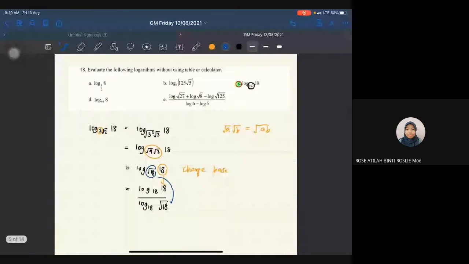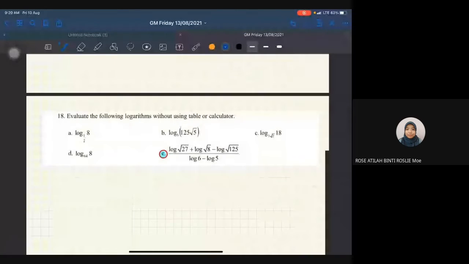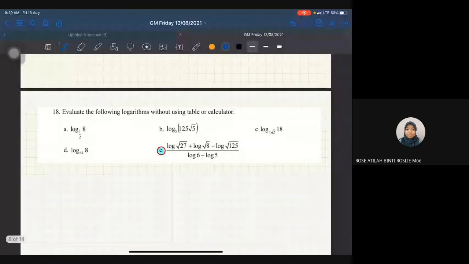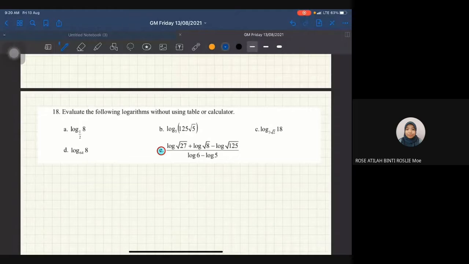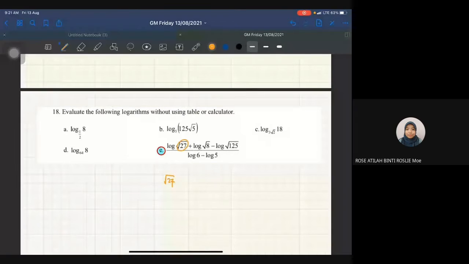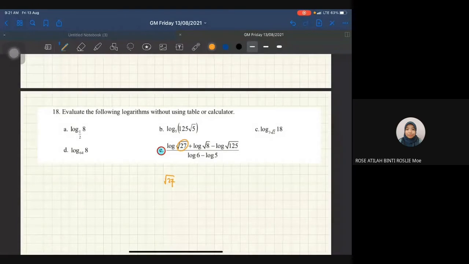And then for 18E, this one, the question. Okay. So ini sama juga macam ada satu soalan kita buat tadi. Okay, so kalau awak ada set 27, so you have set 27 here. Ni kan set 27. So awak cuba pecahkan dia menjadi hasil darab nombor yang ada perfect square. So kalau tengok 27 dia adalah hasil darab antara 9 times 3.